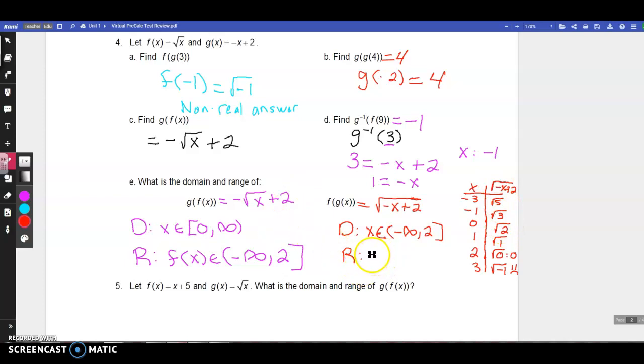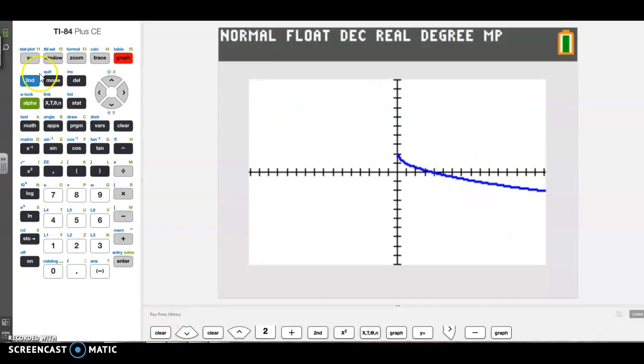So my output, technically if I was going to write this, I'd say f of g of x, this output value, is contained in, and what is my interval? So my interval, we said there's no negative values. I was able to come up with 0, and I was able to come up with positive numbers, but no negative numbers can be the output of a square root function. So it'd be 0 to infinity. Okay? Again, for now, if we want to graph this, let's see what happens.